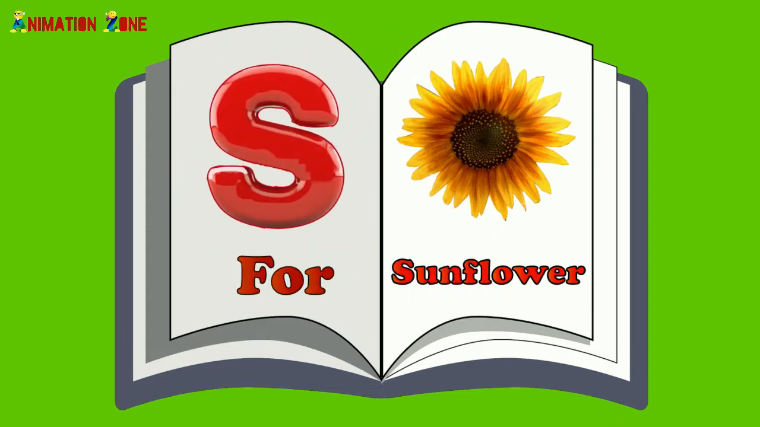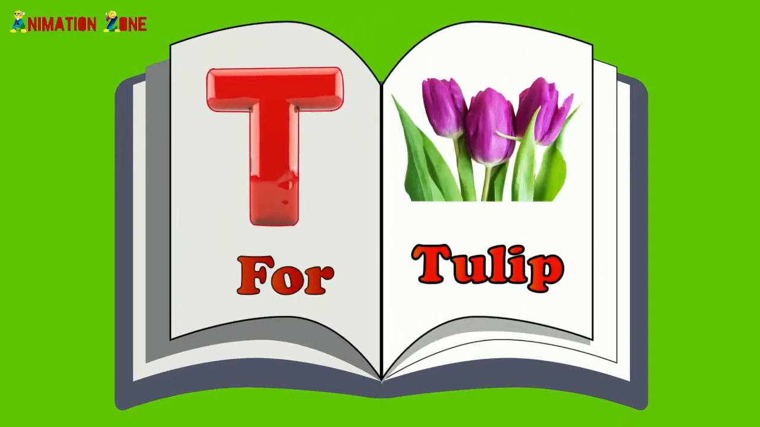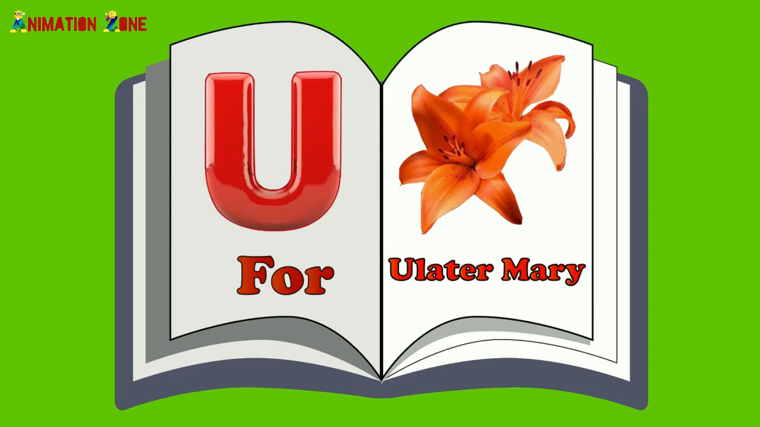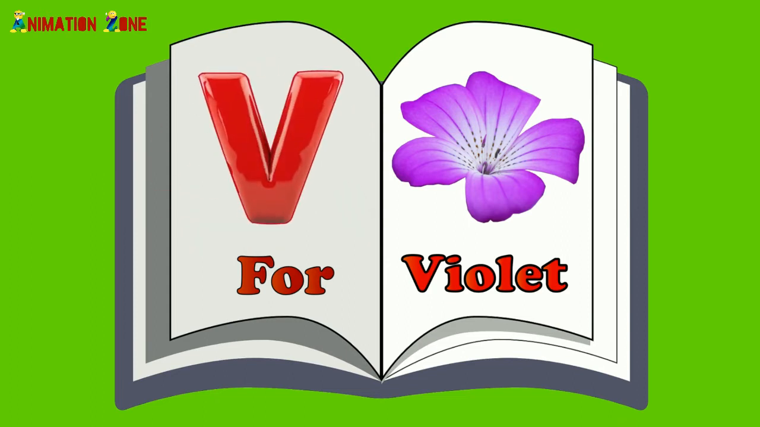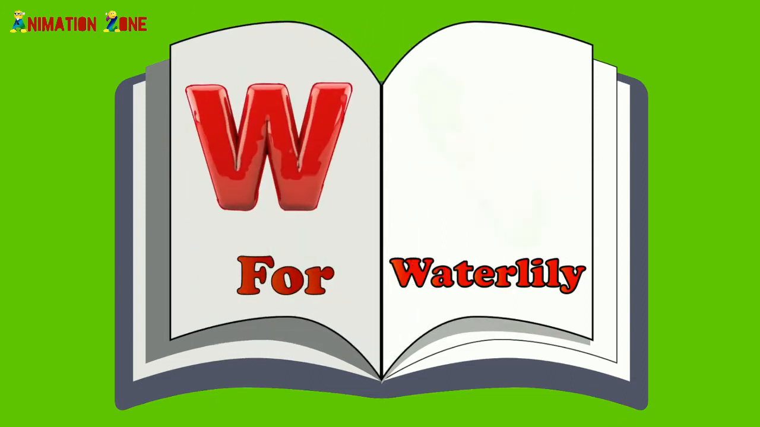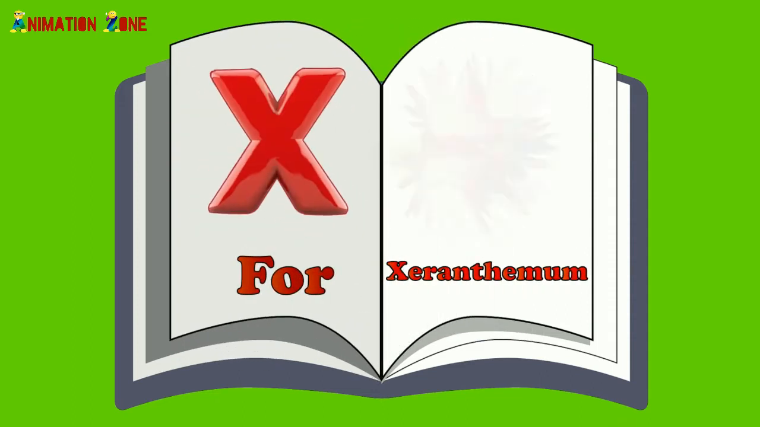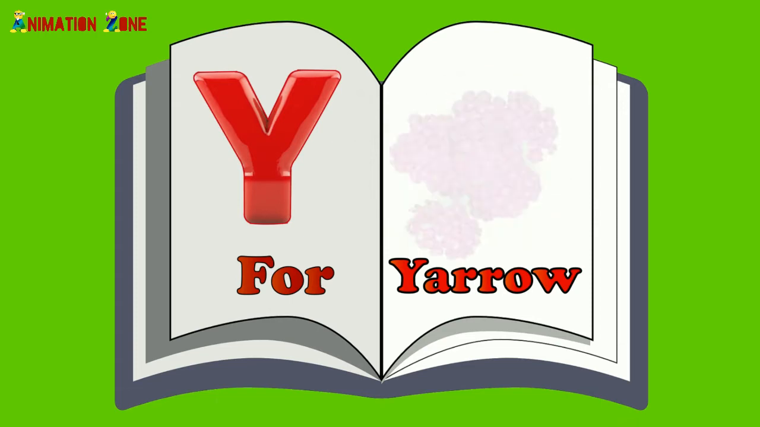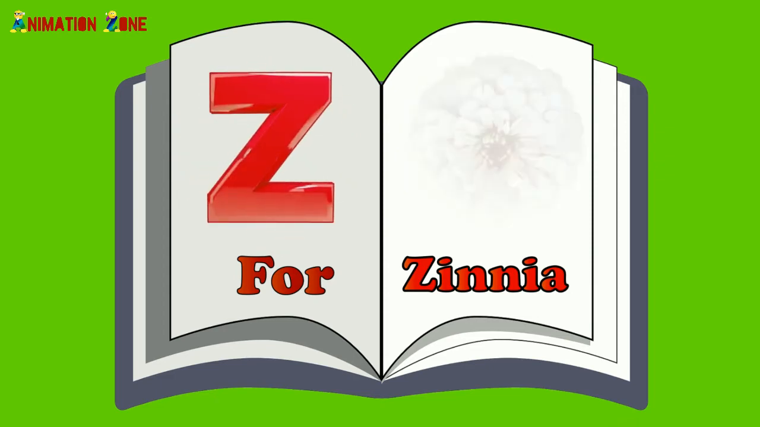S for sunflower. T for tulip. U for a later Mary. V for violet. W for water lily. X for xeranthemum. Y for yarrow. Z for Zinnia.